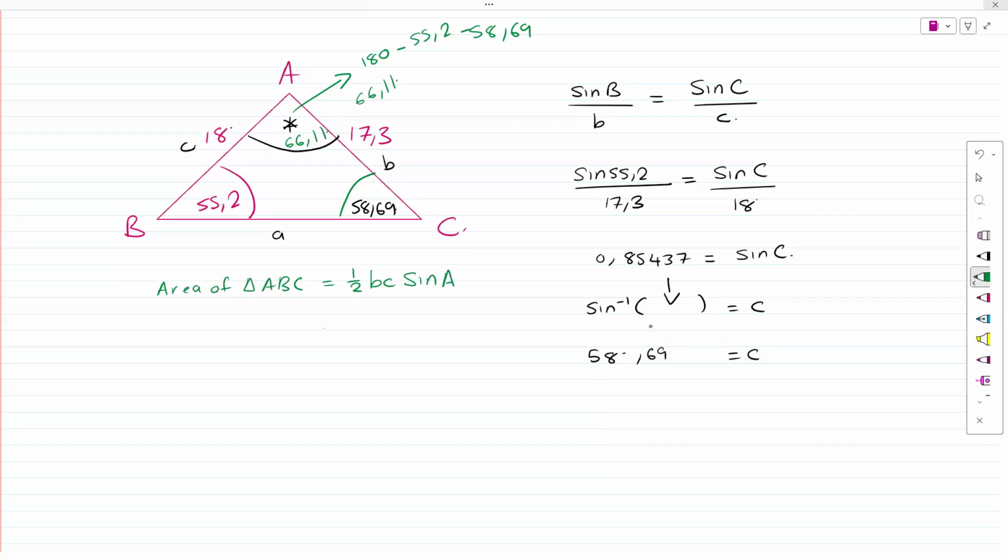Now, guys, the fact that I got this, the area of triangle ABC equals half BC sine A. You could use anything that you needed to, but I got those two sides. Half of 18, 17.3, and this will be sine of 66.11. So if I deal with this, 0.5 multiplied by 18 multiplied by 17.3 multiplied by sine 66.11. And yeah, it's a very unrealistic number, but the area is, I mean, it makes sense. 142.36 centimeters squared. And that's all there is to this question.